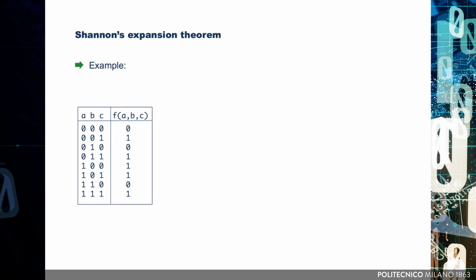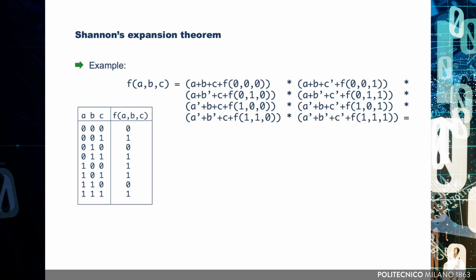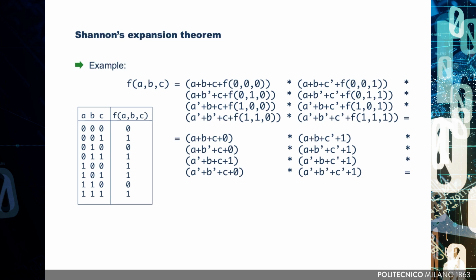Dually, here is the derivation of the second canonical form for the same function, starting from the formulation provided by the theorem. We take the definition shown in the previous slides. Next, we substitute each f with the corresponding value from the truth table of the considered function, and we eliminate all the terms added with the constant 1, thus obtaining the second canonical form.